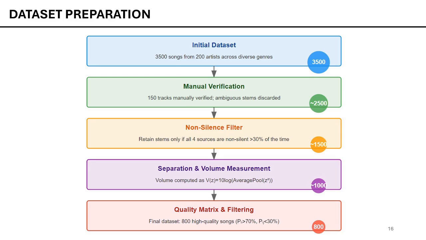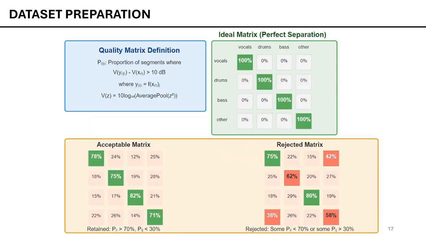They retained only tracks where all four sources, vocals, drums, bass, and other, were non-silent for at least 30% of the track. This reduced the dataset by around 1,500 tracks. They manually verified 150 tracks to ensure correct labels. They found it tedious and time consuming. I will explain the next two steps more clearly in the next slide.